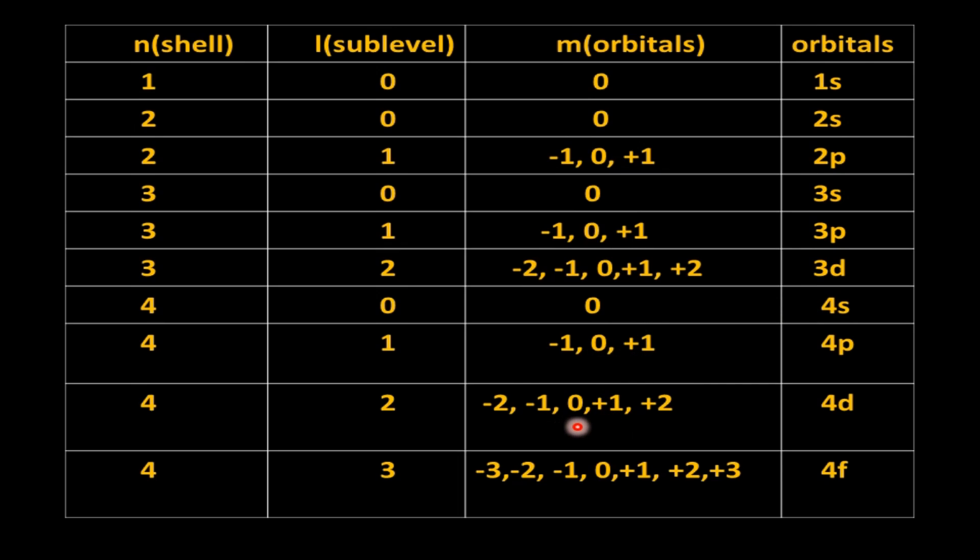D has 5 orbitals. That is why it's ranging from -2, -1, 0, +1, and +2. While the f has 7 orbitals, ranging from -3 to +3. And the names of the orbitals for the fourth energy level are 4s, 4p, 4d, and 4f.